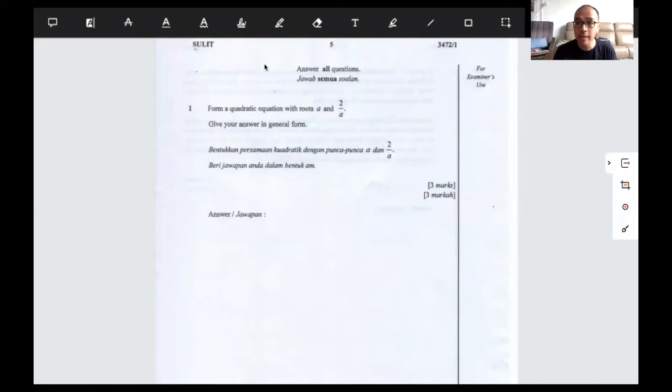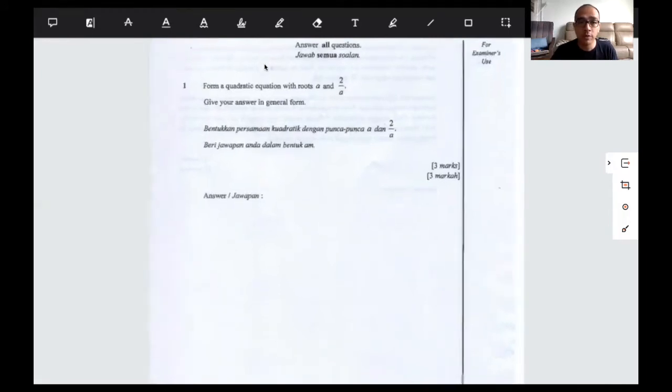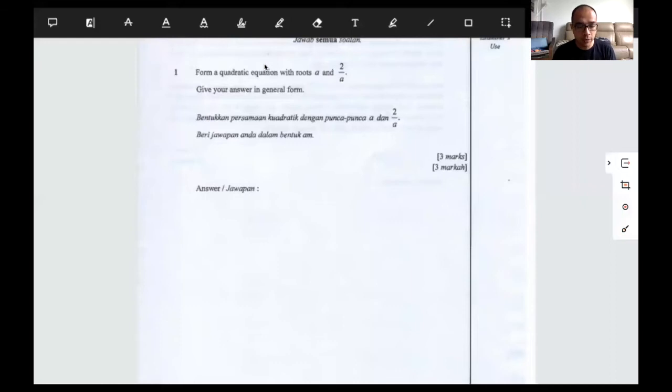Okay, so let's begin. I will try to finish everything in 2 hours, but if not, then I hope that you can forgive me lah. Okay, number 1, form a quadratic equation with roots a and 2 over a. Give your answer in general form.